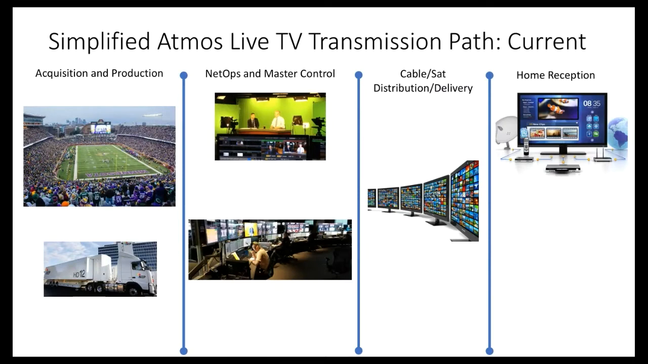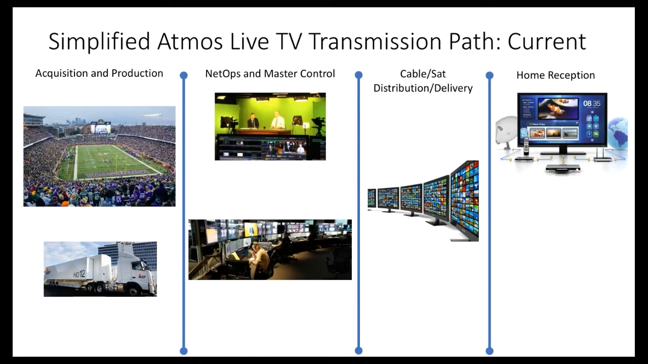A simplified Dolby Atmos live transmission path currently looks like this. On the left-hand side, we have the event space, the stadium, the arena, wherever that is, and an OB truck, a broadcast truck. To the right of that, we have network operations, master control. There's the studio show. There's the opportunity to insert ads. To the right of that is your cable and satellite distribution delivery, and there's the home reception.